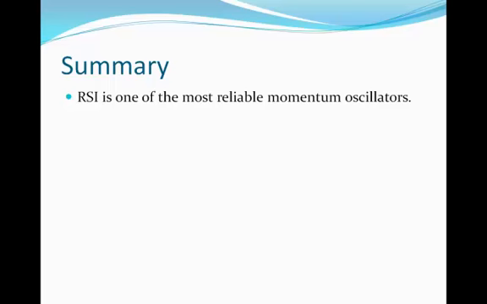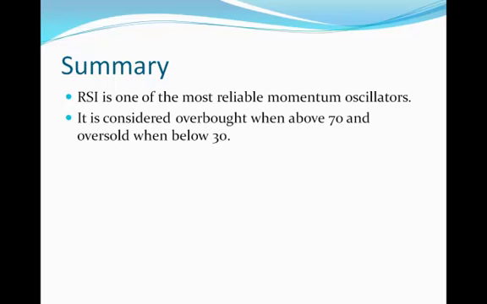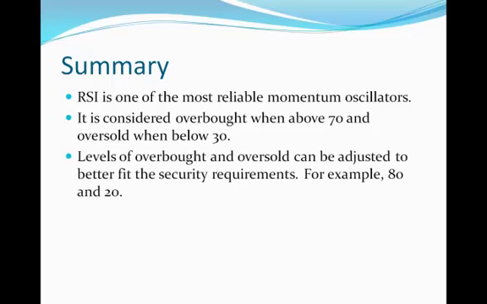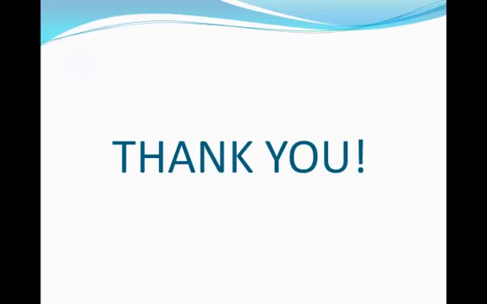To sum up, RSI is one of the most reliable momentum oscillators. It is considered overbought when above 70 and oversold when below 30. Levels of overbought and oversold can be adjusted to better fit the security requirements. For example, when the RSI is above 80, it is overbought, and when it is below 20, it is oversold.